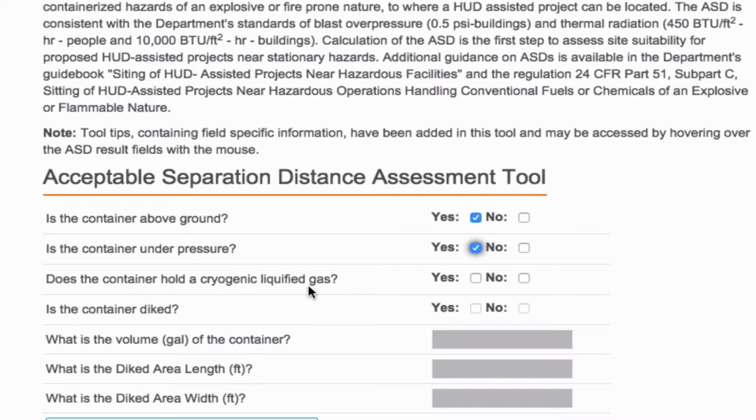Does the container hold a cryogenic liquid gas? When discussing the contents of the tank with the tank owner, local fire department, or local emergency planning committee, be sure to ask if the properties of the gas are identified as cryogenic. Because the contents of this tank are propane, the answer is no.